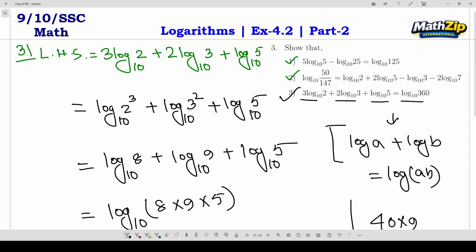Okay, so in this video I am trying to solve 3 questions based on logarithm and a very common law in the laws of logarithm, which is log a plus log b, which is log a times b. So no more today. Thank you very much for being with me. This video I am trying to solve 3 maths based on logarithm, exercise 4.2 part 2.